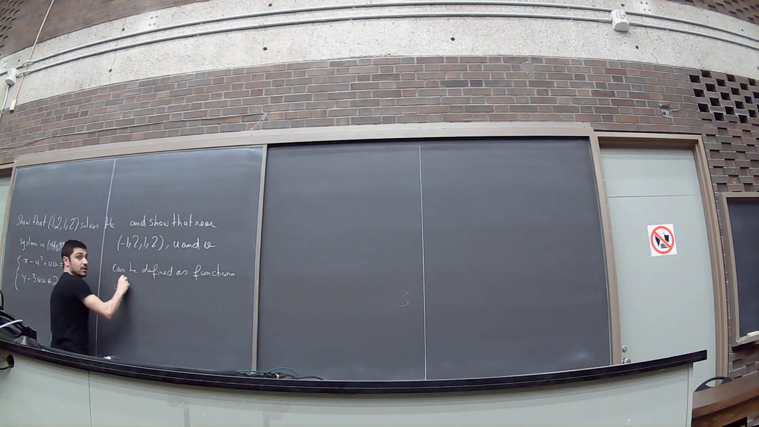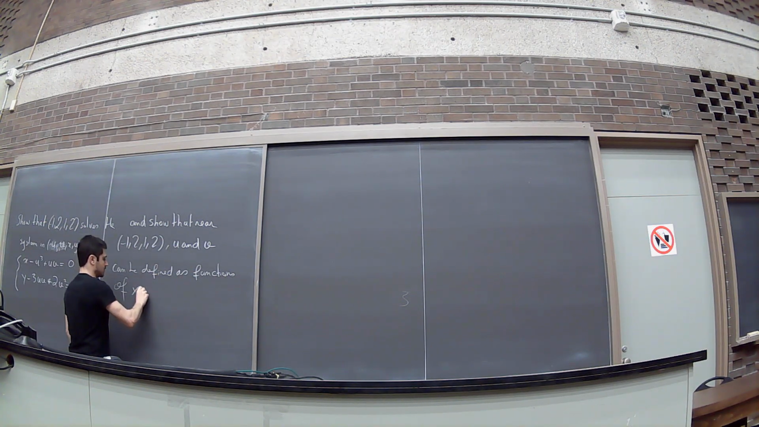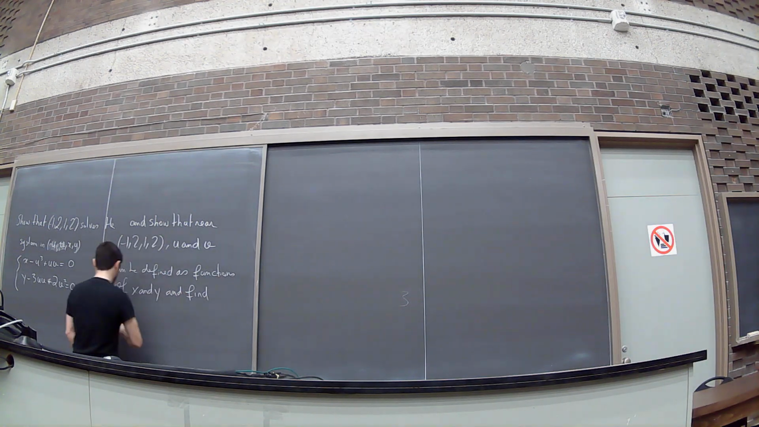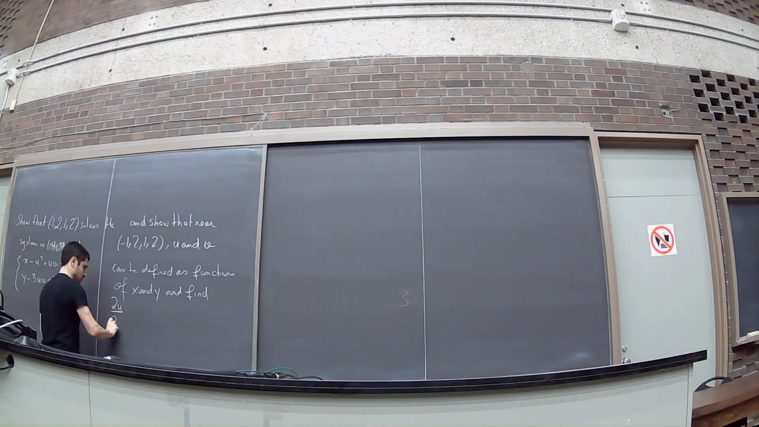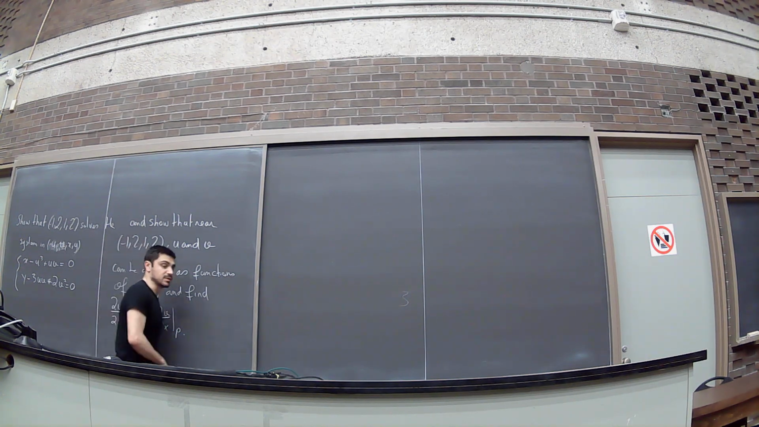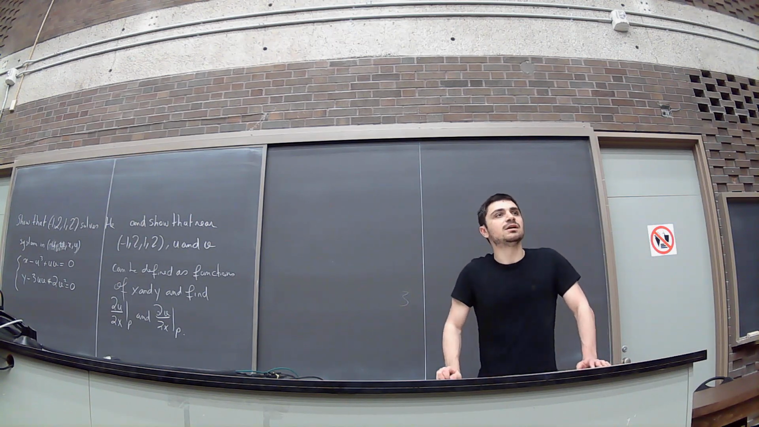Of x and y. Is everybody okay? Great. Are we good now? Of x and y. And find del u del x and del v del x at p. Okay, this is a question. This is a standard question that we solved yesterday.